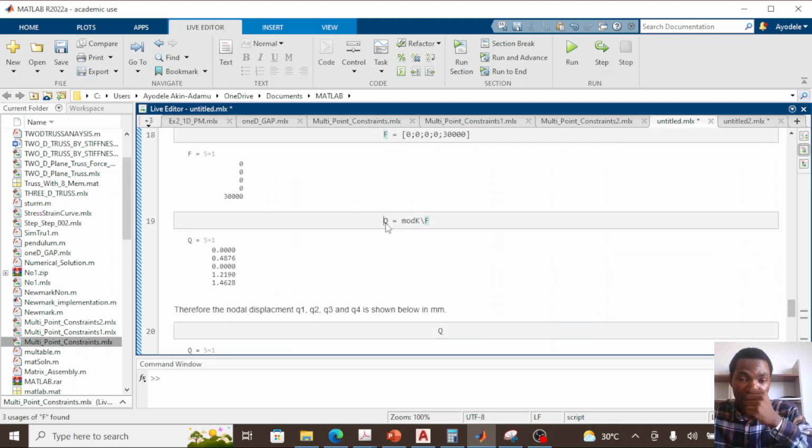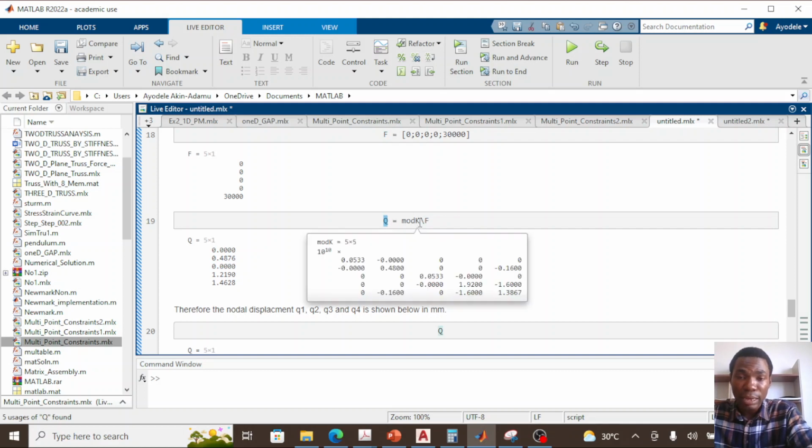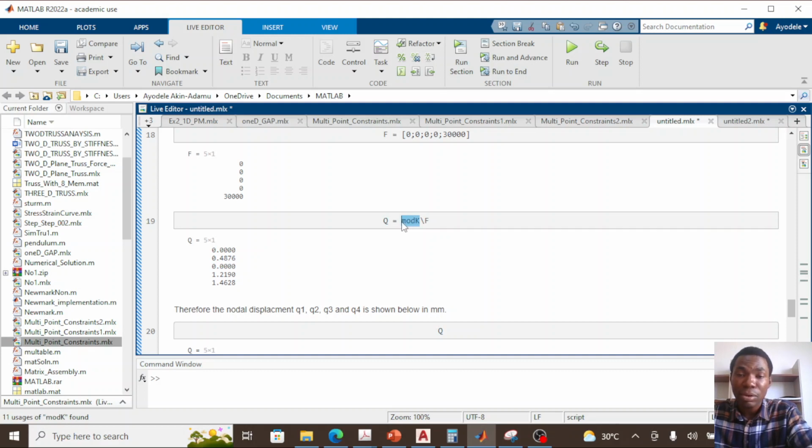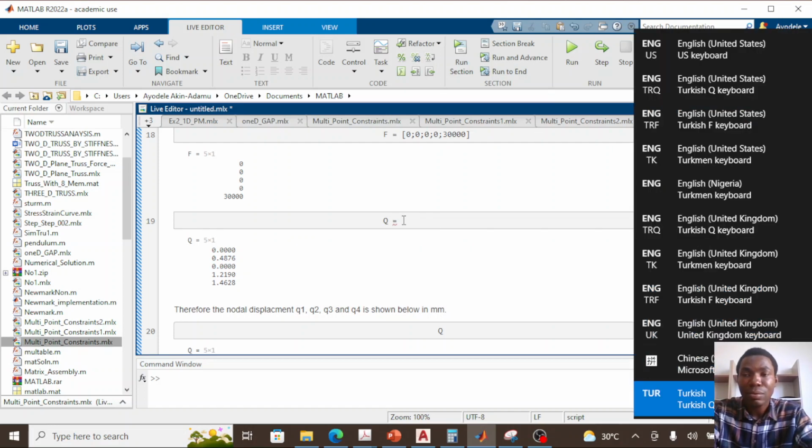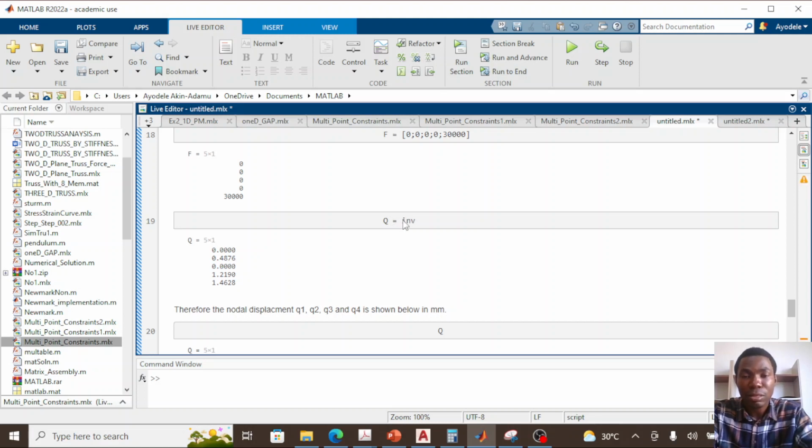So I can calculate my displacement vector by inverting mod k and multiplying by f. You can write it in this format, you get your answer, or you write it in my usual format, inverse mod k multiplied by f. So let me run. So you get your q to be equal to this.